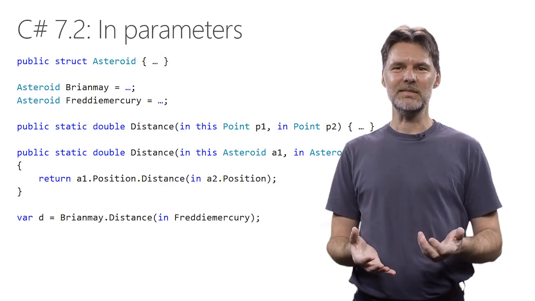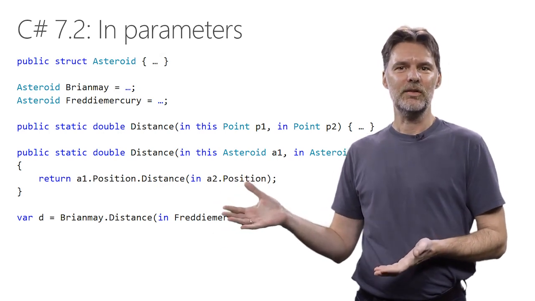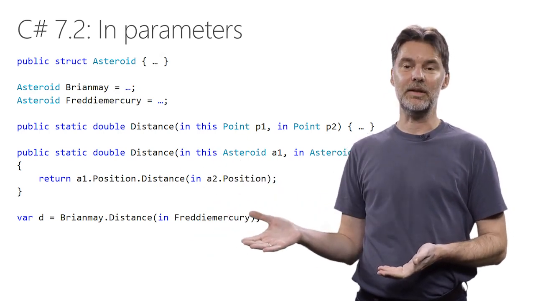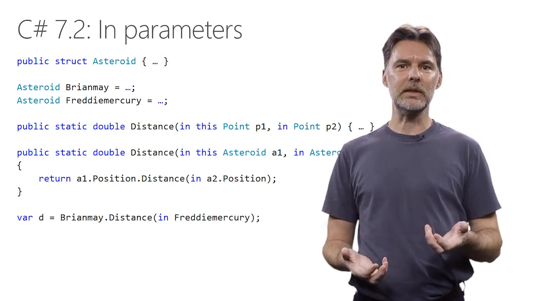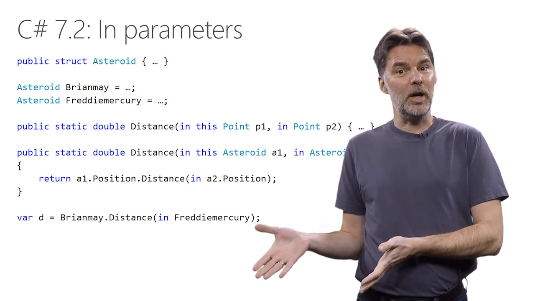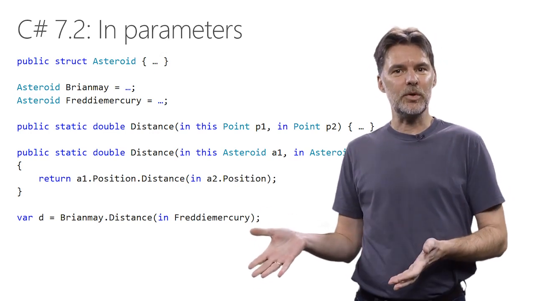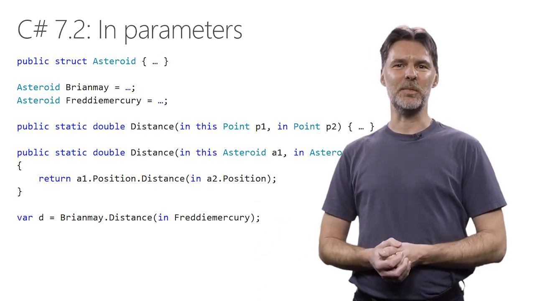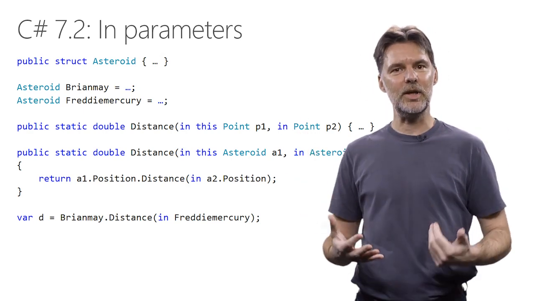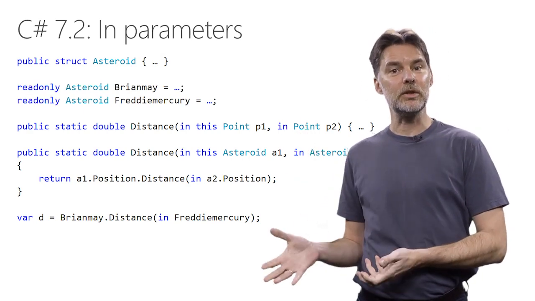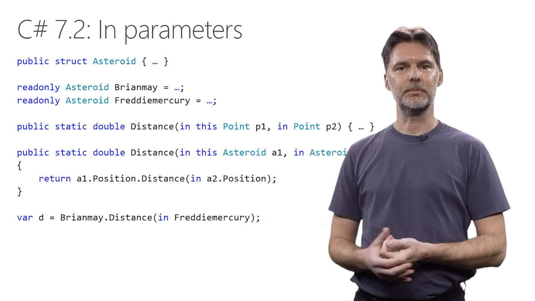In parameters are like ref parameters, except that they are read-only inside the method and they cannot be modified. So they're kind of the opposite of out parameters, really. Out parameters are required to be modified by the method, whereas in parameters are required not to be modified by the method. So in return for that inconvenience, if you will, or that limitation, we let you pass even read-only structs to them, as in this case.